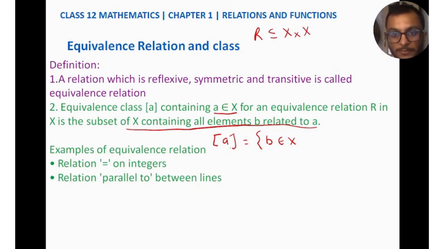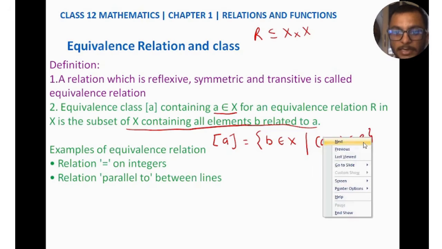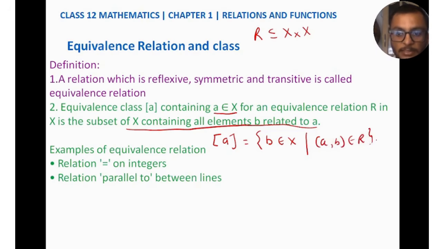So what is the class of A? The class of A will contain all B belonging to X such that (A, B) belongs to R. That is, B is related with A. All such B such that B is related to A. This is called the equivalence class.